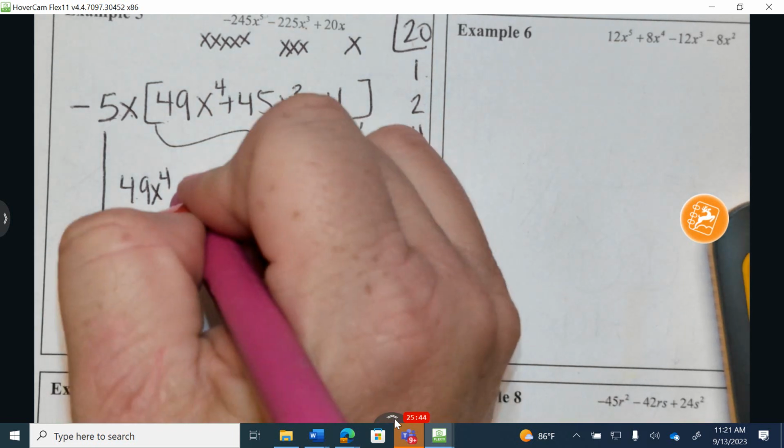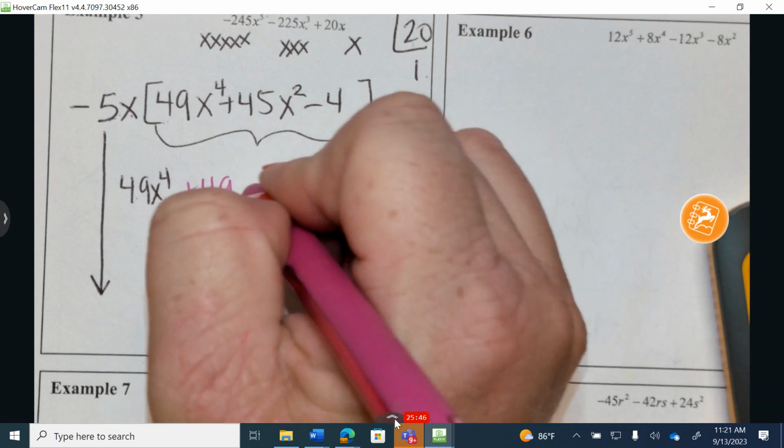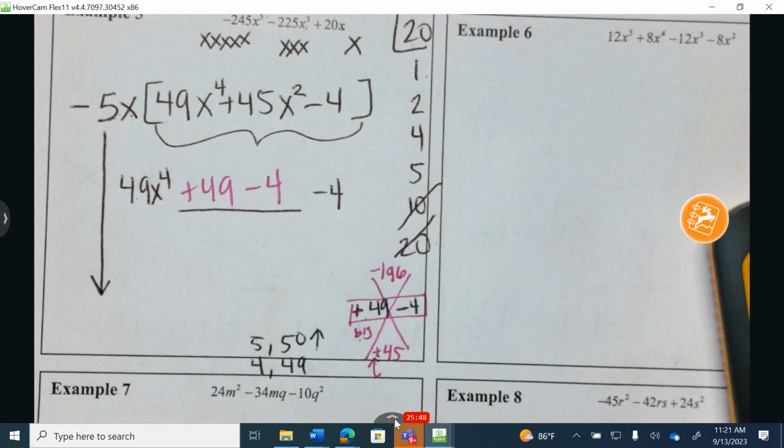Okay, you ready? I'm plugging in a positive 49 and a minus 4. Turn to your partner. If I stop right now, what have I done wrong? I've made a mistake. Turn to your partner, not to me. What have I done wrong?